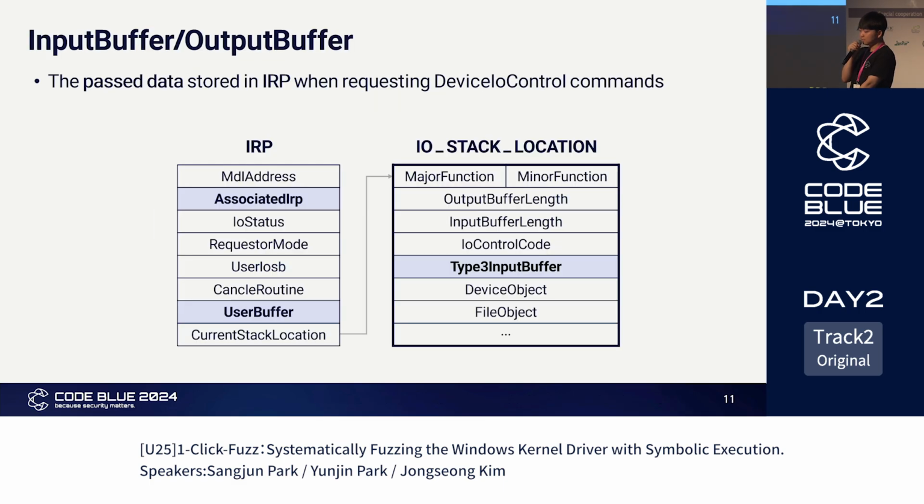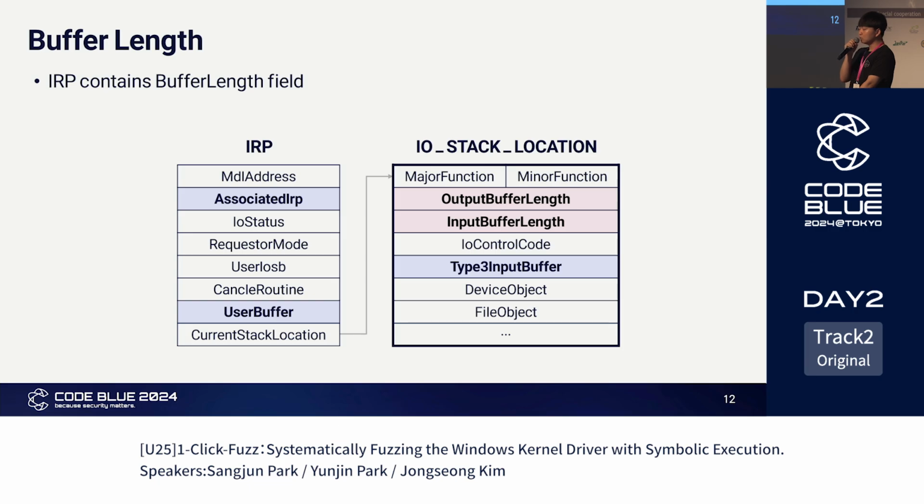When a user sends a device I/O control request, the user's data, including the input buffer and output buffer, is stored in the IRP. This data is usually stored in the associated IRP, user buffer, or Type3 input buffer, depending on the type of I/O request. If there is no limit on the data length for the device control request, the length can be changed freely. Along with the data, the length of the buffer is also sent. These length values are found in the input buffer length and output buffer length fields inside the I/O stack location structure.